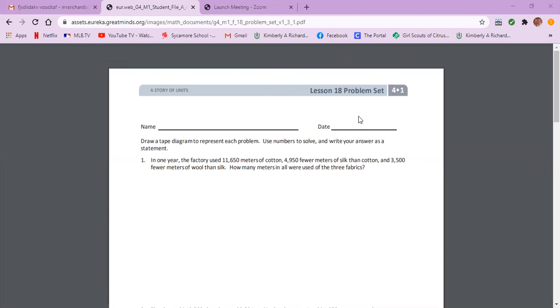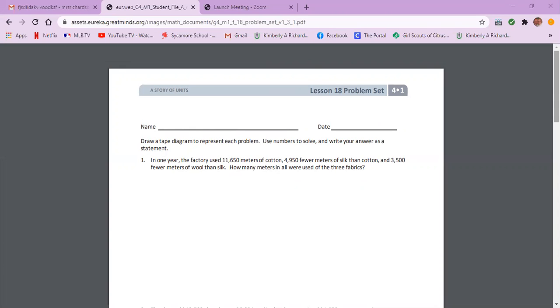But before we start the problem, I wanted to go back to the directions. So the directions for our problems for problem set lesson 18 are: draw a tape diagram to represent each problem, use numbers to solve, and write your answer as a statement.